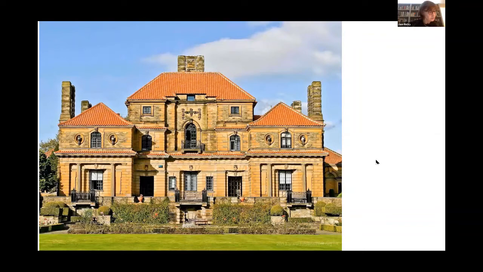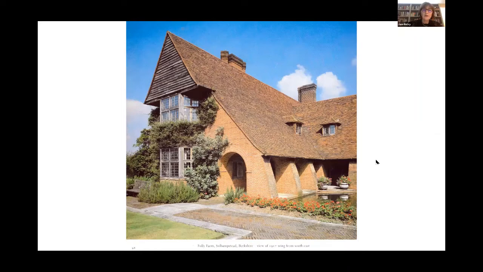Next slide, please. This again is a house for a plutocrat. This is Folly Farm.